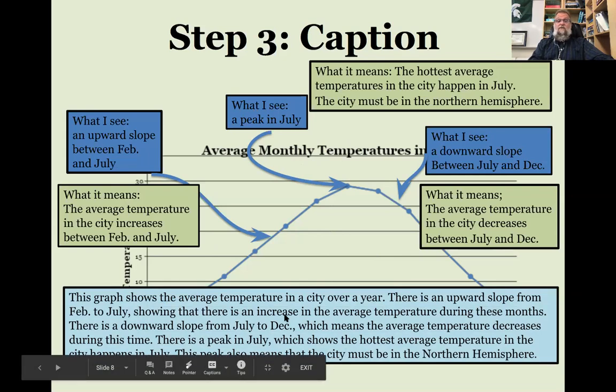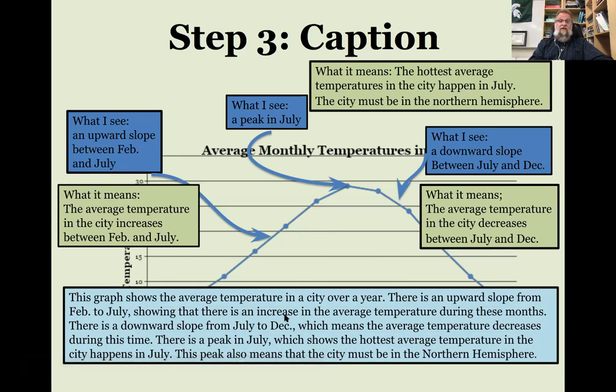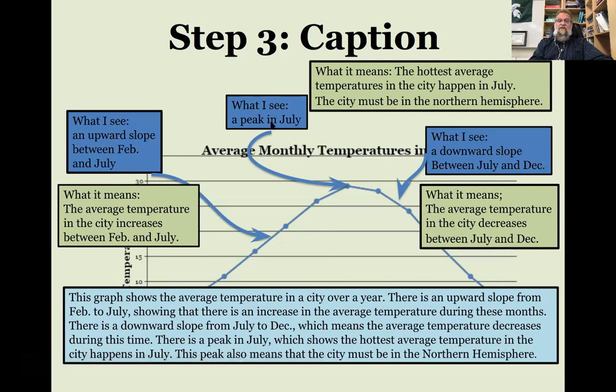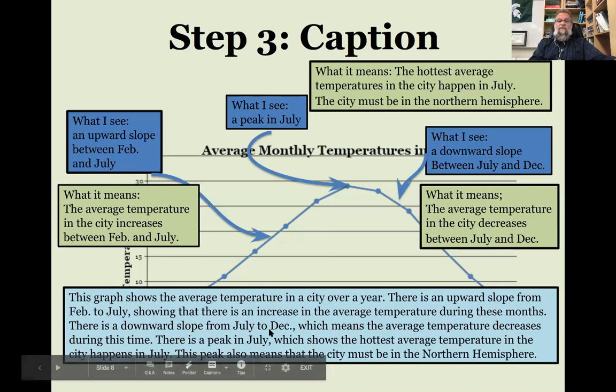I'm just tying my sentences together. Then there's a downward slope from July to December, which means the average temperature decreases, which is what we're saying here. And then finally, we went back here. Here's my third statement. There's a peak in July, and so on.